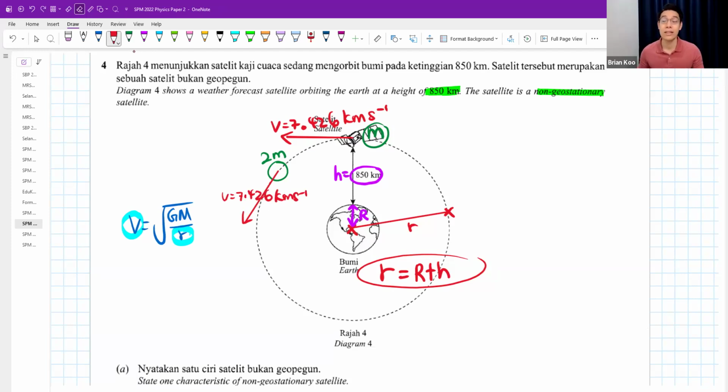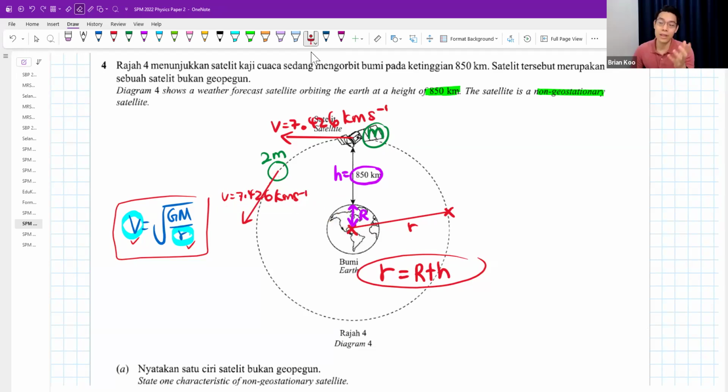It doesn't matter. According to the formula, if you want to be at a certain distance, you must be at a certain speed. I don't care how heavy you are. You want to be here on this orbit? No problem. You want to be at a height of 850 km? No problem. Make sure you travel at this speed. If you are too slow, Earth will pull you back.